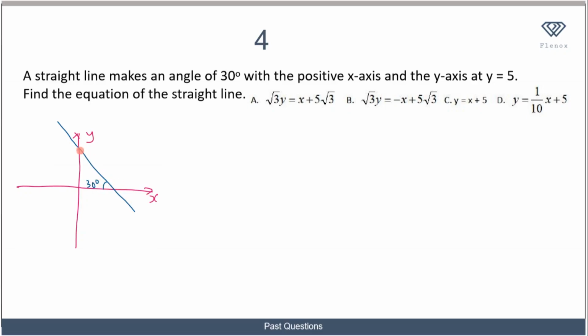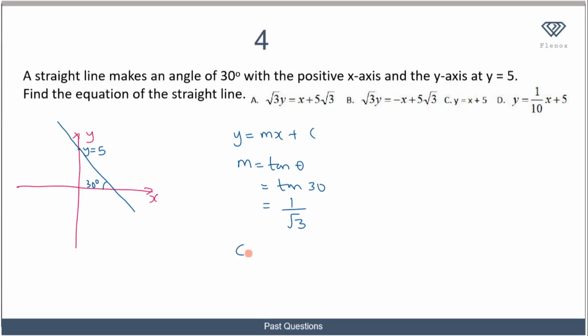30 degrees. And at this point of intersection, y is equals to 5. I'm now told to find the equation of the line. We know that our formula for calculating the equation of a line is given as y is equals to mx plus c. Now we know that the slope we can find as tan theta, where theta is the angle that is being made with the x-axis. So that becomes tan, and the angle here is 30. And tan 30 is equals to 1 over root 3.